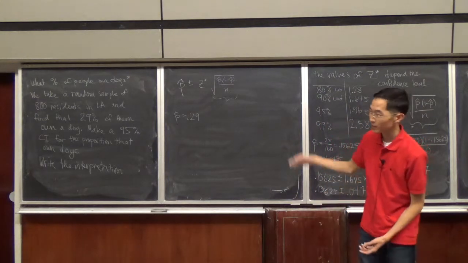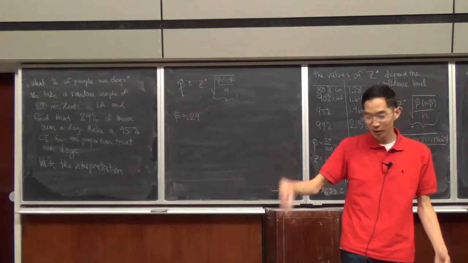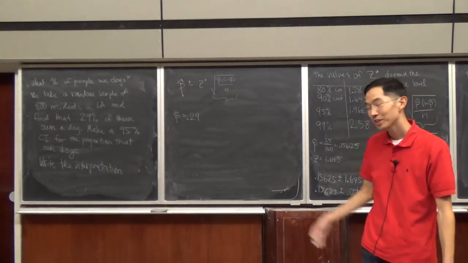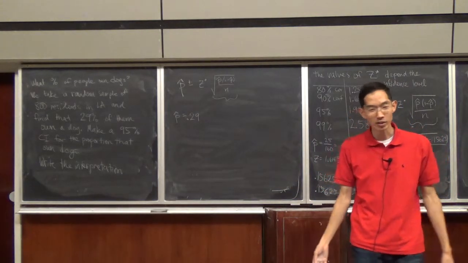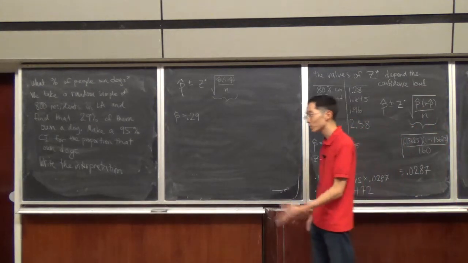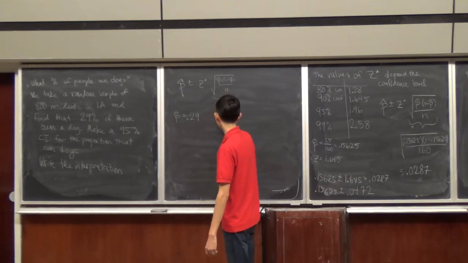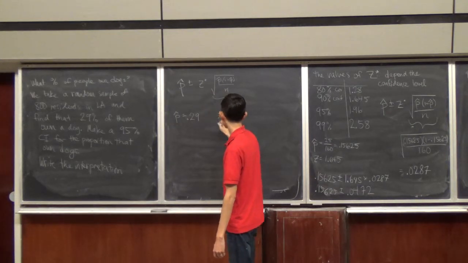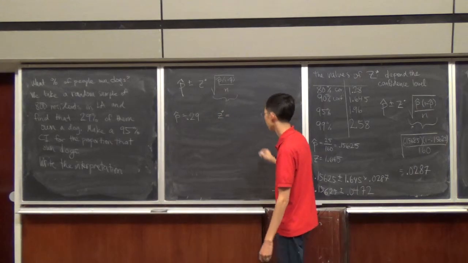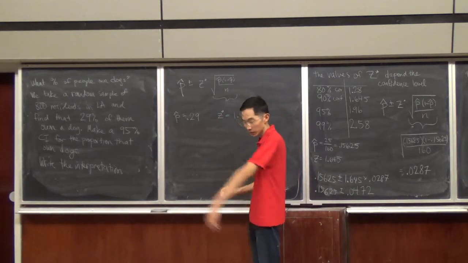So sometimes I give you the count of people who own dogs, and then you divide by 800 to get p hat. Sometimes I give you p hat directly. And you've got to be able to read a problem and recognize what information you have. Okay, what is the z that we're going to use? For 95%, we're going to use 1.96.